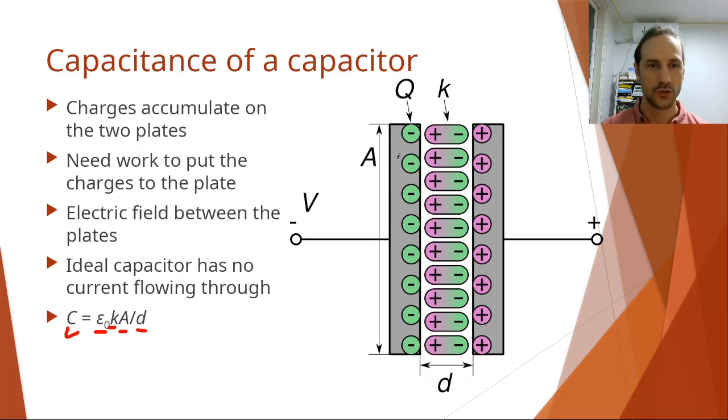Of course, to have this charge separation here, we need to put in work, and this is going to generate this electric field. The ideal capacitor will have no current flowing through. Of course, ideal capacitors don't exist, but in an ideal capacitor case, the higher the voltage, the larger the charge will be, and no current will be flowing between these two plates.